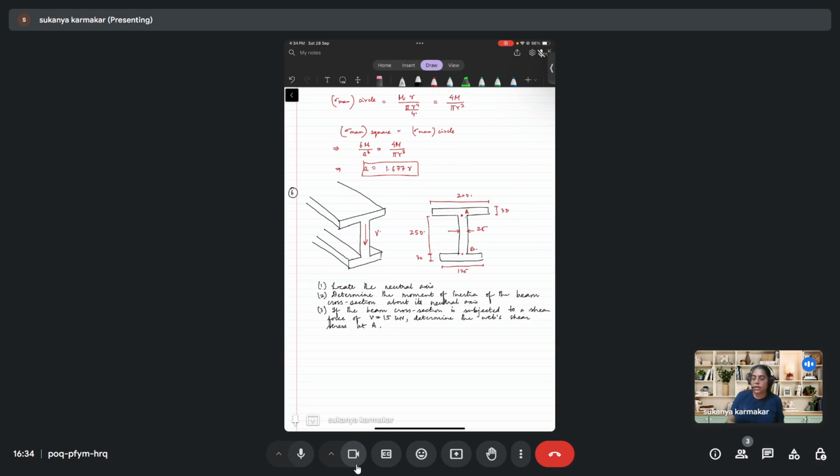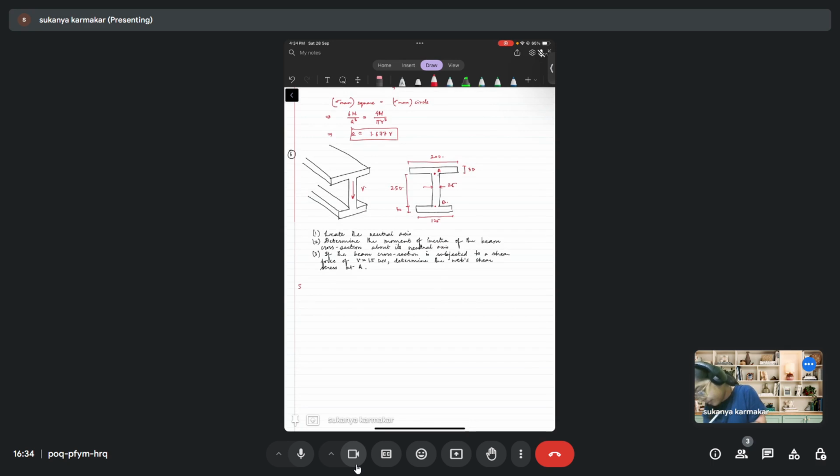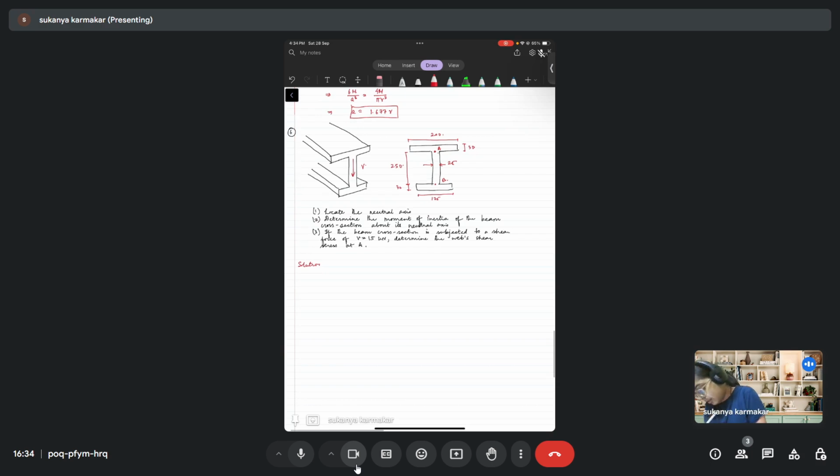First we'll be locating the neutral axis. The neutral axis will pass through the centroid of the section. So you can locate the centroid of the cross section and the neutral axis will pass through the centroid. This is the cross section which you have. I'm not redrawing it. Let's assume that we are measuring the neutral axis from the bottom.